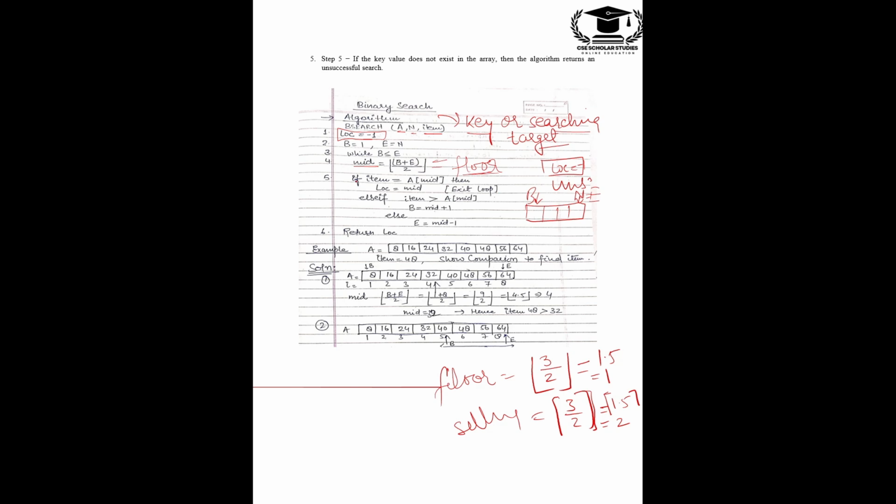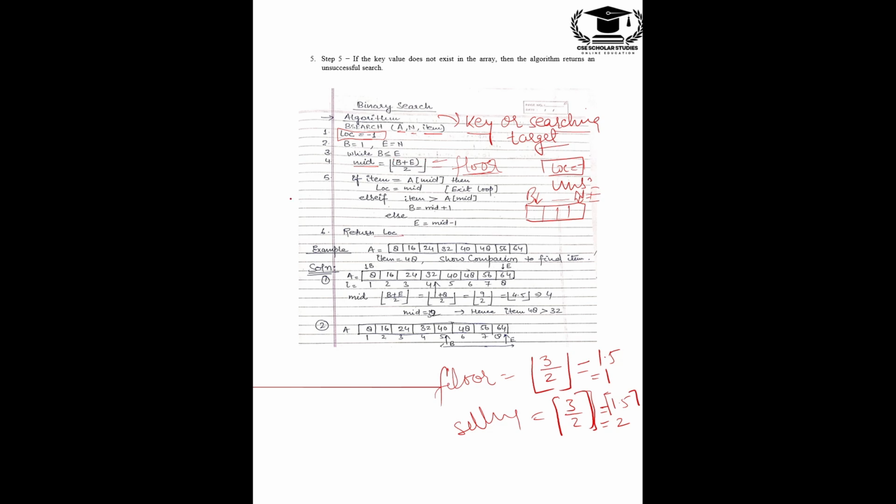Next we move to step 5. If the item is equal to the mid value, then the location of the mid is the final location of the target value, and exit the loop. Otherwise, we check if the item is greater than the mid value, then the beginning of the value is increased to mid plus 1, else the ending point is decreased to mid minus 1, and return the location.